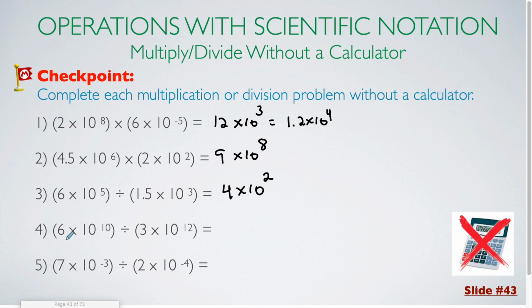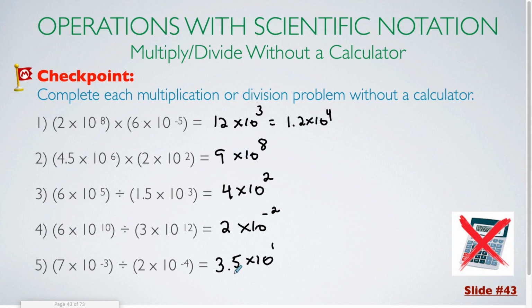Our next problem is also division. 6 divided by 3 is 2. And we're going to subtract our exponents. We have 10 minus 12, so -2. Finally, we have 7 divided by 2, that's 3.5. And then -3 minus a -4. So we have those double negatives there. So that's actually going to come out to a +1.